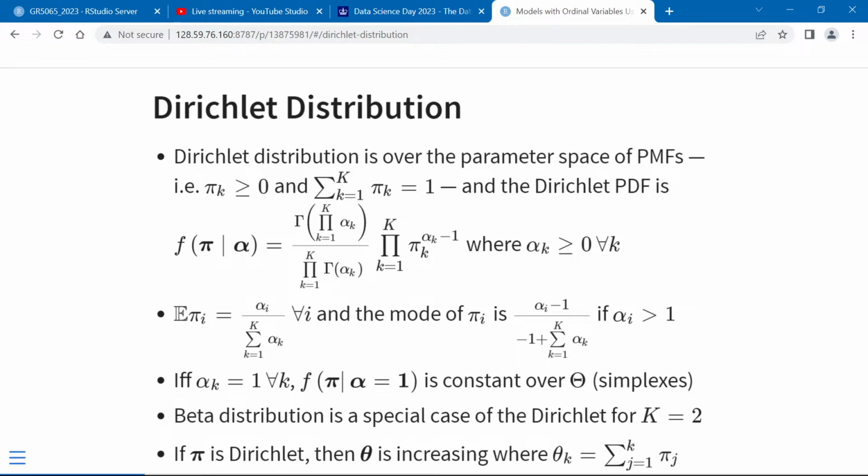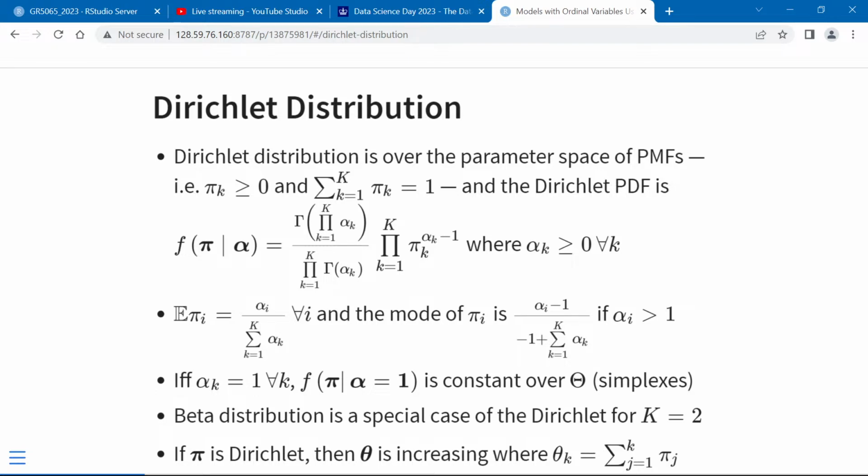Two important things to know about the Dirichlet distribution. The expectation of the ith element of pi is equal to alpha_i divided by the sum of the alphas. In other words, the expectation is in proportion to the various alphas. Also, if they're all greater than 1, then the most likely value of pi_i is (alpha_i minus 1) divided by (negative k plus the sum of the alphas).